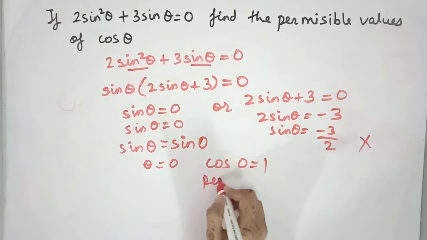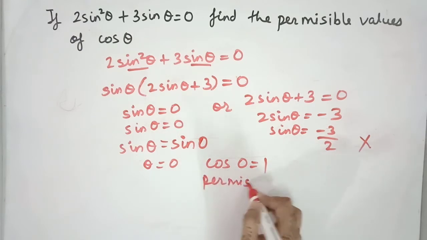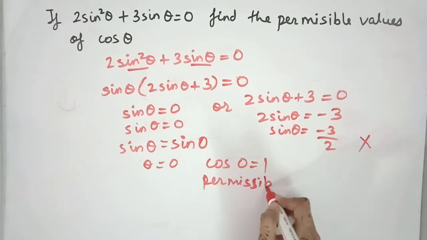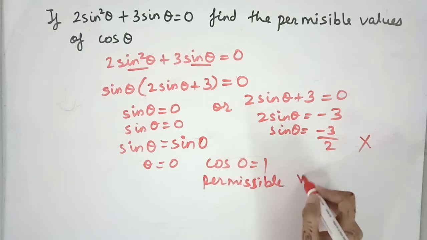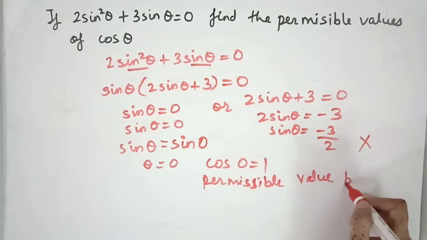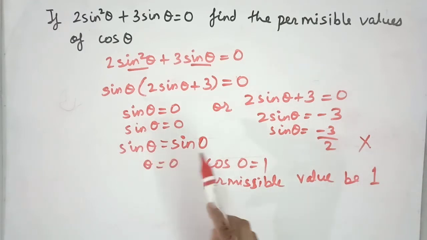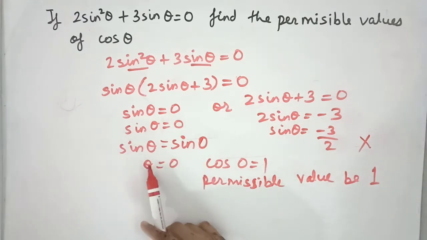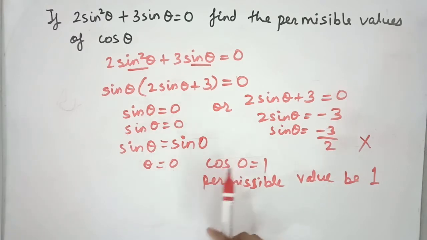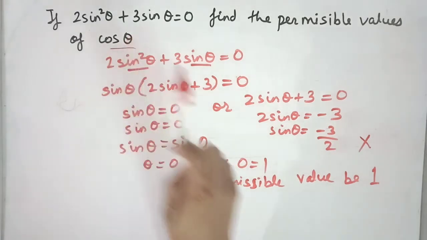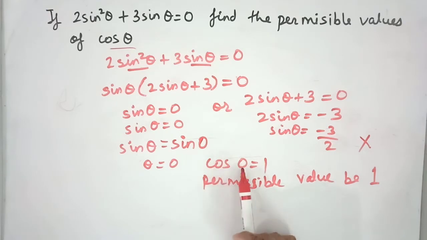So our permissible value will be 1. How? Sin theta is sin 0, so our theta will be 0. We have to find the permissible value of cos theta. So cos 0 will be 1. So the permissible value of cos theta will be 1.